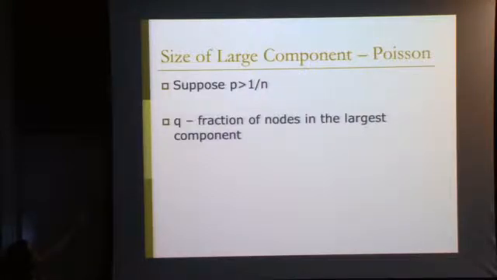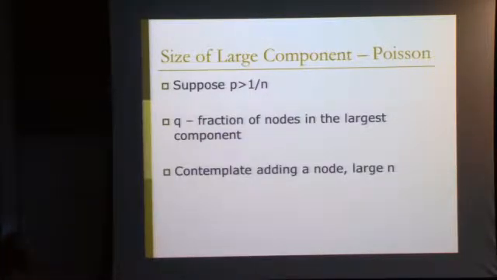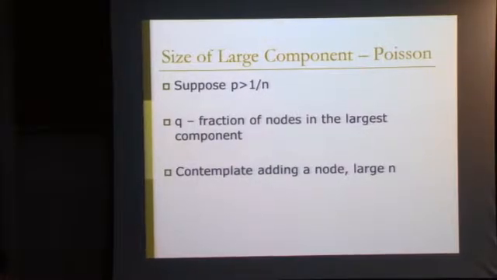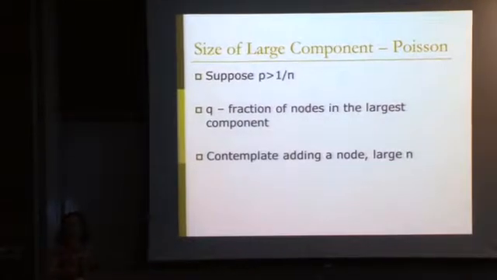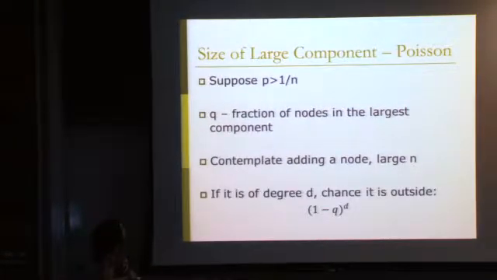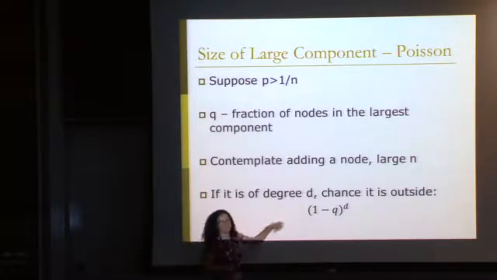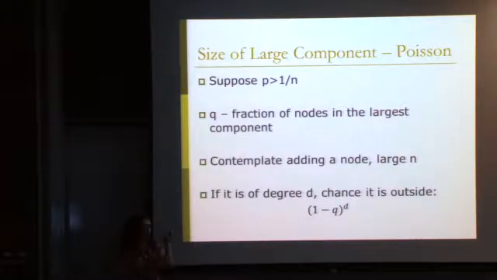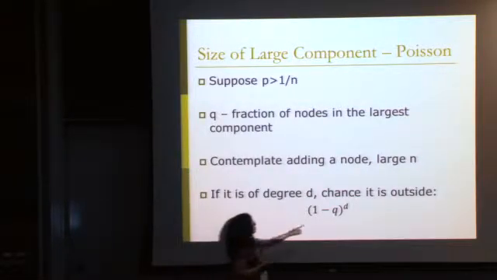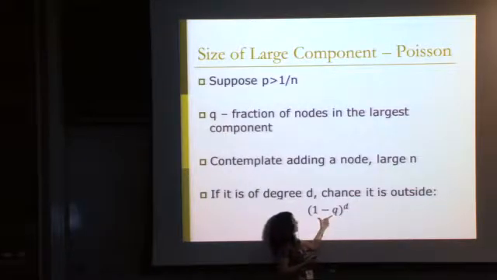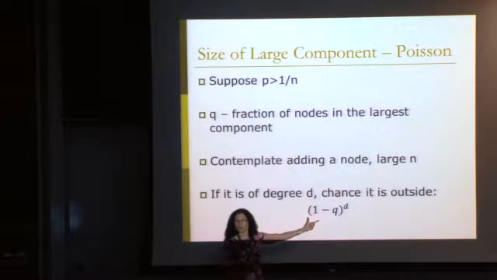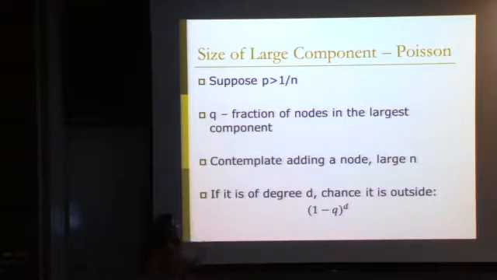Now let's denote by q the fraction of nodes in the largest component. Now contemplate adding a node when the network is very large. I'm going to do a hand-waving exercise to illustrate the size of the largest component. If this added node is of degree d, what's the chance it's outside of the large component, which has q nodes in it? It's the probability that none of the links is connected to the large component. Each of the d links that come out of this node is not connected to the large component, so this is just the probability 1 minus q. So the probability that it's not in the large component is 1 minus q to the power of d.